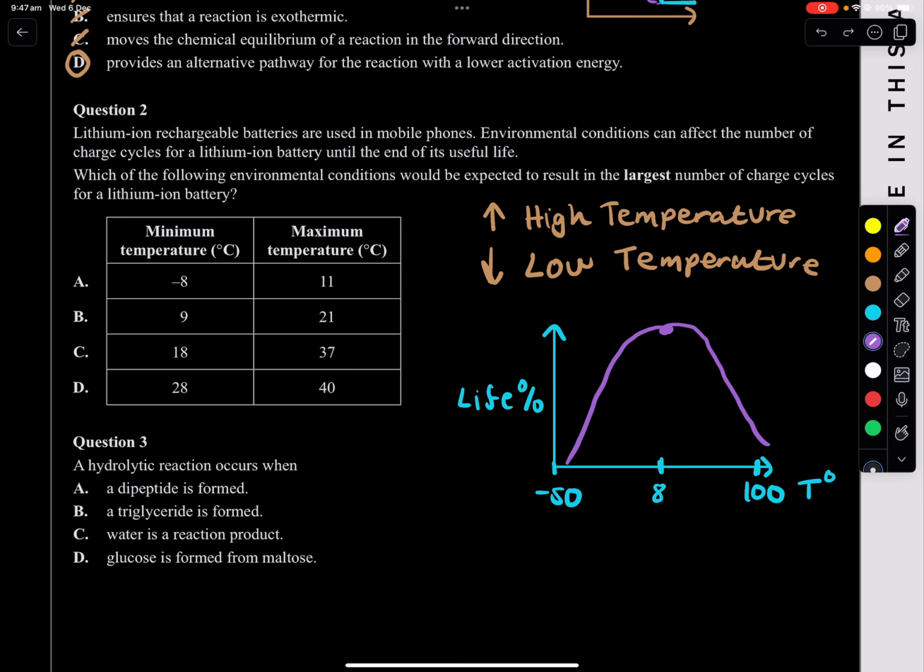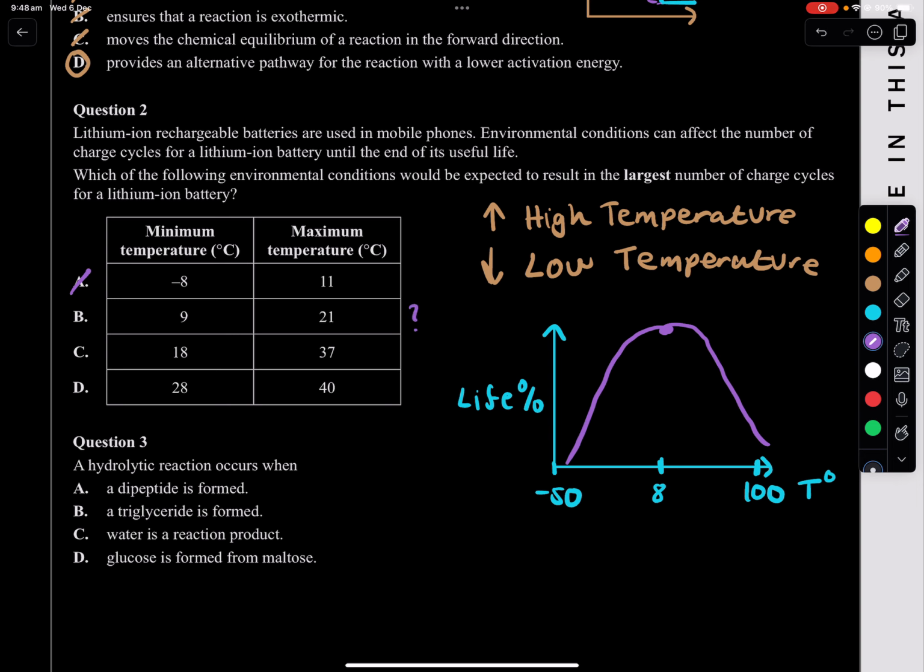Option A, minimum temperature negative 8 to 11. This is very, very low. Negative 8 degrees Celsius is very cold. B, 9 to 21. Yeah, you can say that's good. The maximum temperature is 21, and remember, room temperature is around 25. So it does sound very good actually. Put a question mark on that.